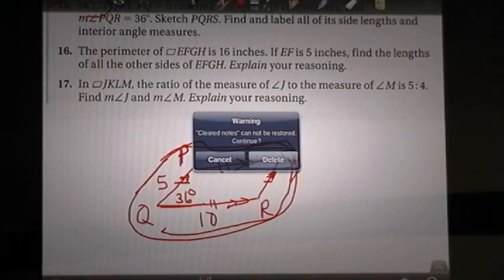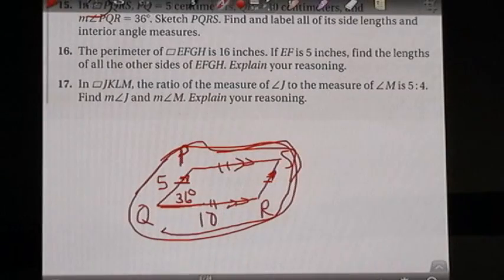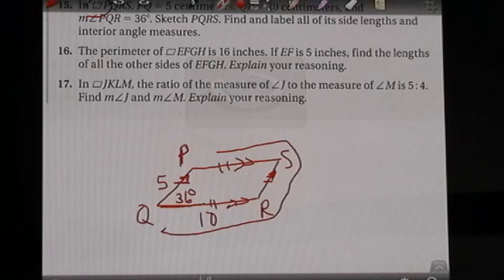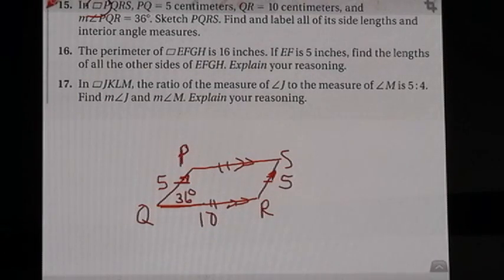Oh, find and label all of its side lengths. Okay, let's erase that last bit that I just did. Because opposite sides are congruent, all of its side lengths are going to be congruent to the one across from it.